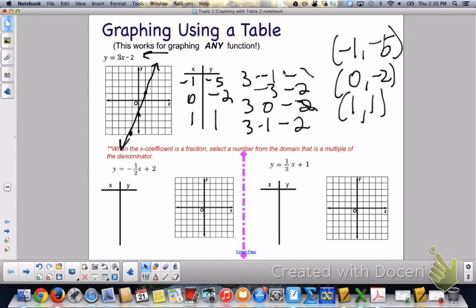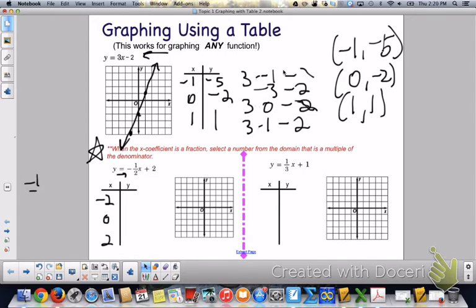Okay. The one thing you have to be careful about is when the x coefficient is a fraction. So like with 1/2, I'm not going to use -1, 0, and 2. I'm going to take whatever my denominator is and use that. So I'm going to have -2, 0, and 2.